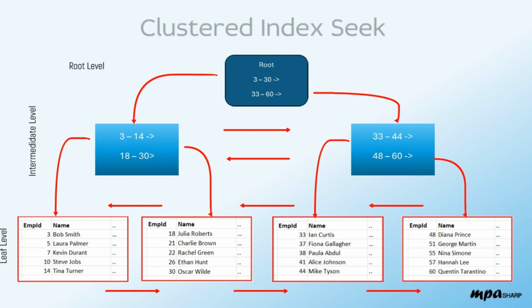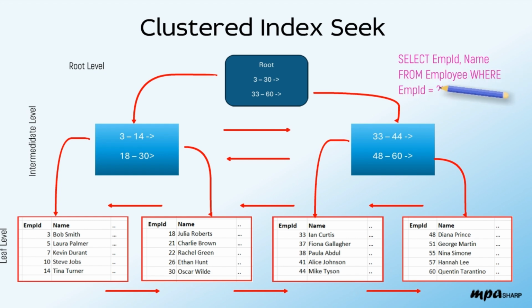Okay, now let's take a look at how an index seek operation is carried out in this data structure. Let's say you want to seek record number 26, Ethan Hunt. So our query will be like this, and then we start from the root node. When we look at the pointers in the root node, we see that 26 is in the left side intermediate node.